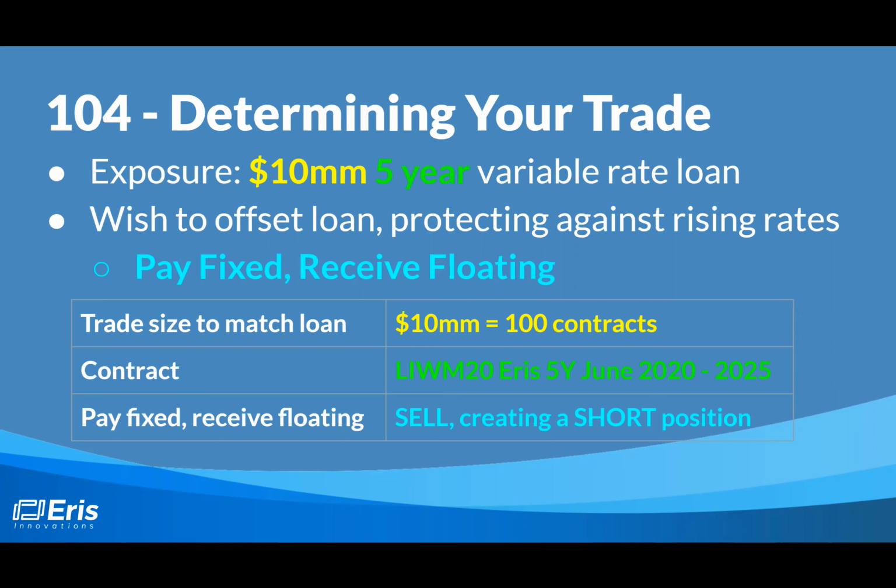The Eris 5-year contract of LIW M20 is the contract that might closely match the remaining tenor of your loan, and selling the position implies paying fixed at market rates and receiving floating. Once you establish this position, you'll be left paying a fixed rate through your Eris position, while the variable rate you receive through your Eris position will offset the variable rate you are paying on your loan.